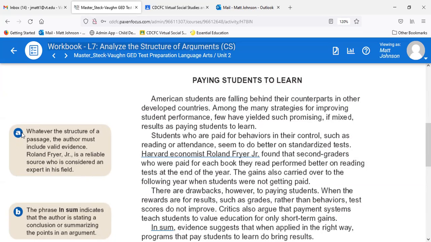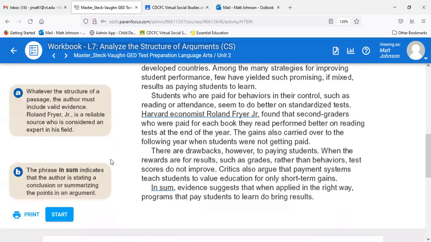There are drawbacks, however, to paying students. When the rewards are for results such as grades rather than behaviors, test scores do not improve. Critics also argue that payment systems teach students to value education for only short-term gains. In sum, evidence suggests that when applied in the right way, programs that pay students to learn do bring results.